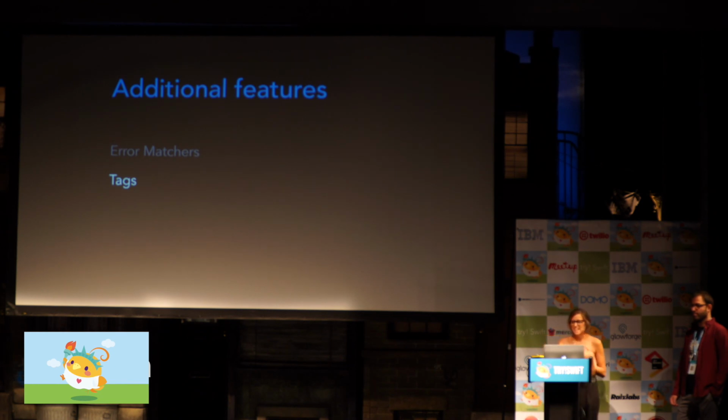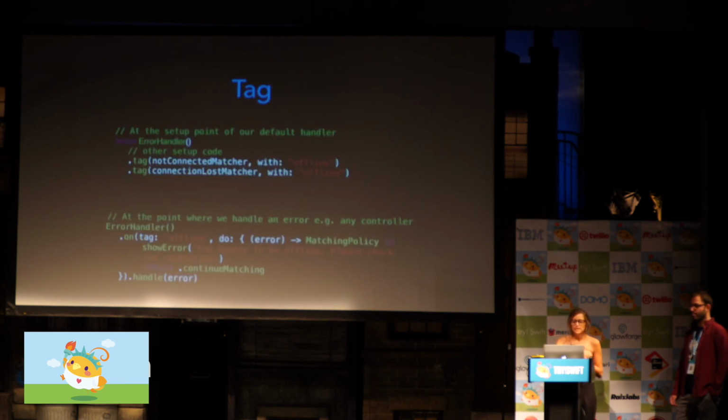Another feature are tags. Tags are basically a way to group matchers together and characterize them with a memorable alias, like offline. So we create a tag at the point where we set up our default handler, and we can use it later on in our controller in order to refer to the offline error.